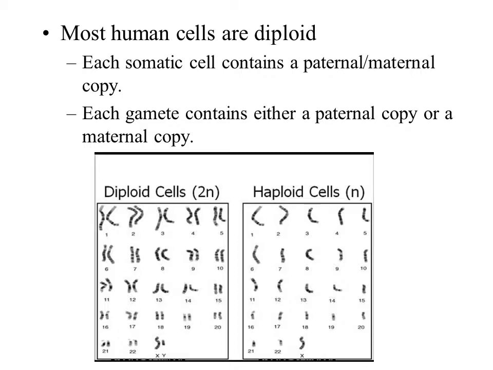Most human cells are diploid. Remember, the body cells are also called somatic cells. These somatic cells are going to have a father's copy of each chromosome and a mother's copy of each chromosome. So we're going to call that the paternal copy for the dad and the maternal copy for the mom. Each gamete that you produce is going to contain either a father's copy or a mother's copy. The gamete is either a sperm or an egg.